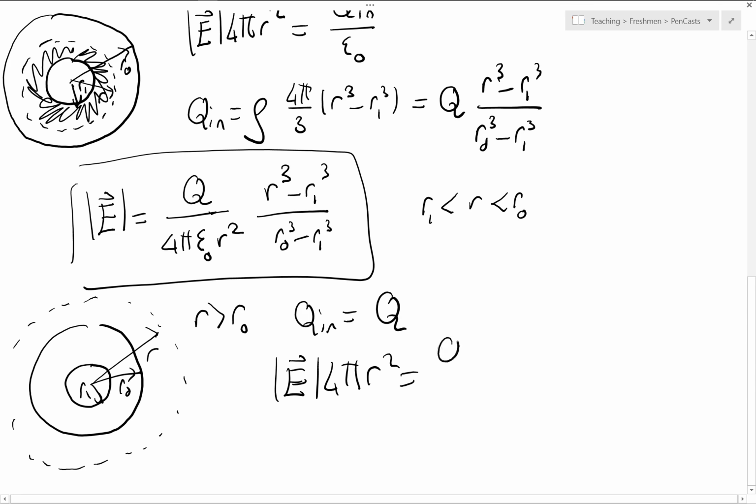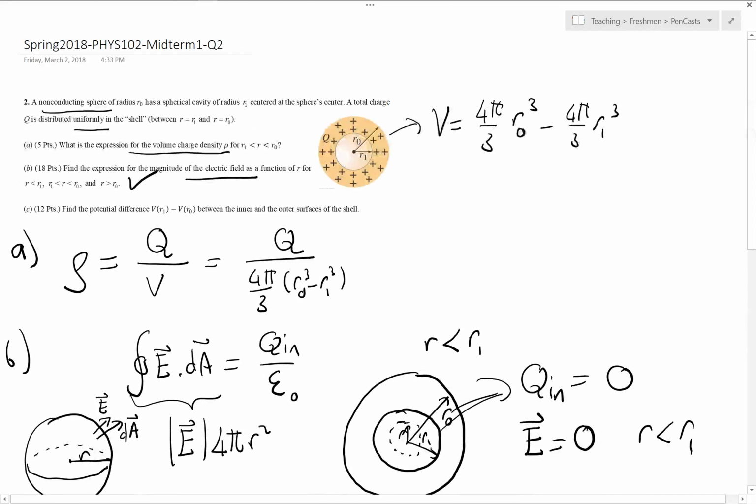This is exactly the same as the field of a point charge. Let's write it in the usual order: Q over 4 pi epsilon 0 r squared for r larger than R0. We have actually calculated the magnitude of the electric field as a function of r for all three regions.